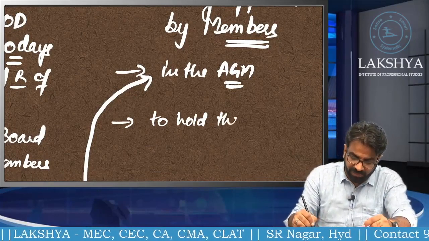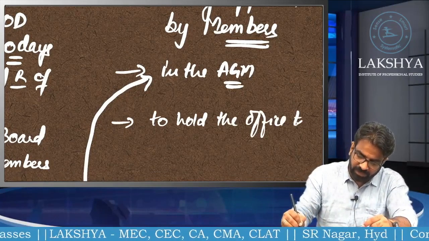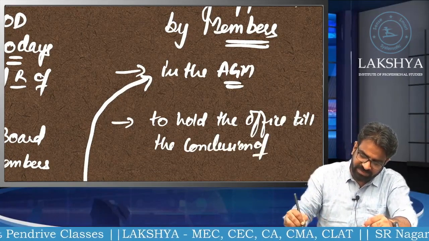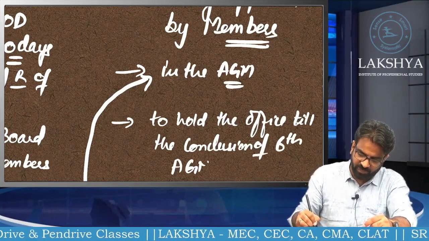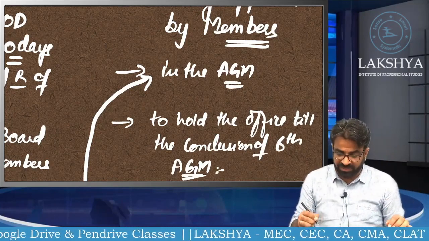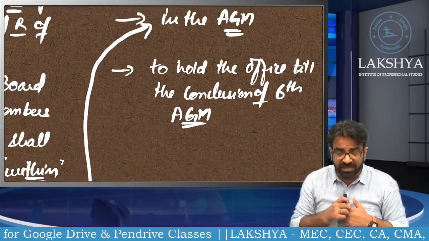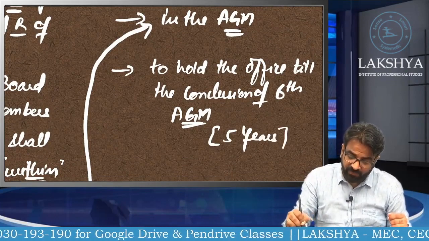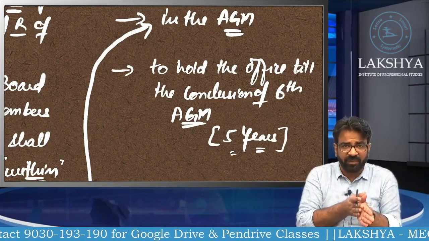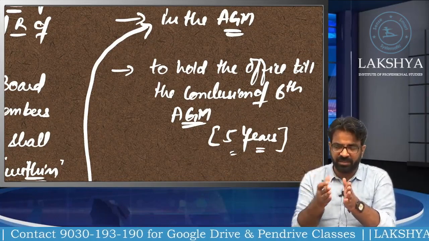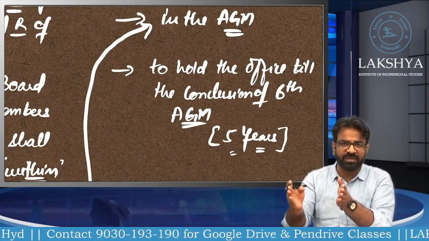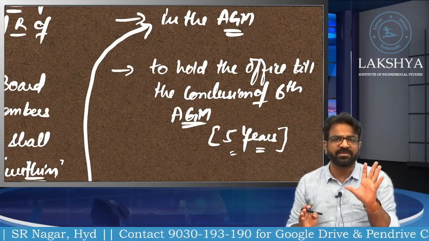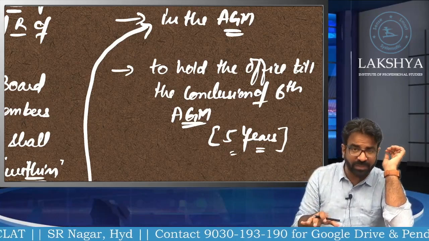To hold the office till the conclusion of the 6th AGM. Indirectly they are saying how many years? 5 years. From the AGM where we have appointed him to the 2nd AGM, 1 year; 2nd to 3rd, 2 years; 3rd to 4th AGM, 3 years; 4th to 5th AGM, 4 years; 5th to 6th AGM, 5 years. A duration of 5 years. What is our interpretation?